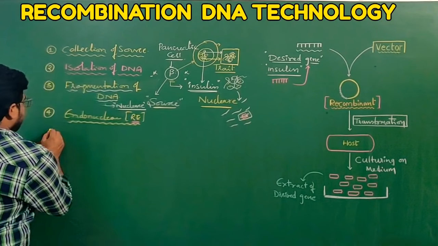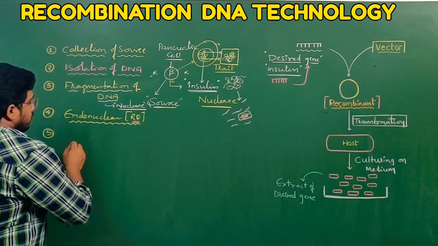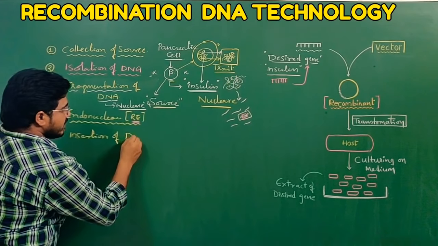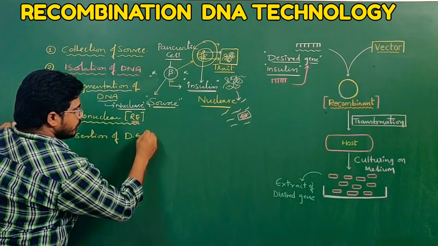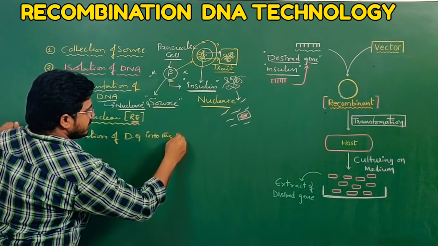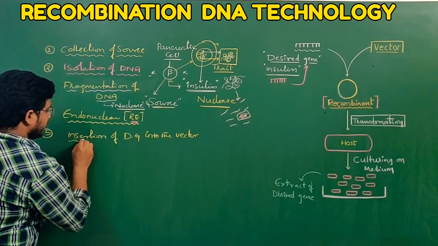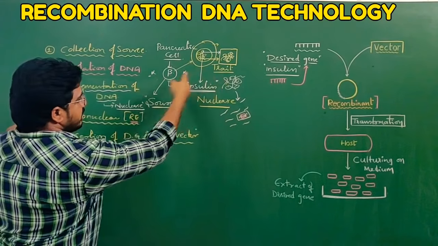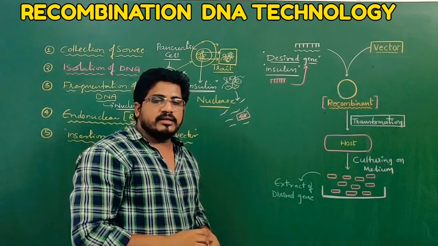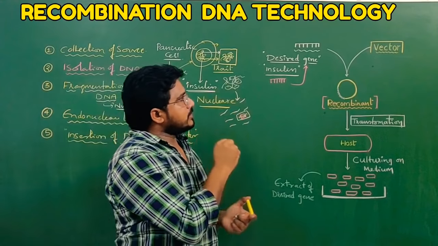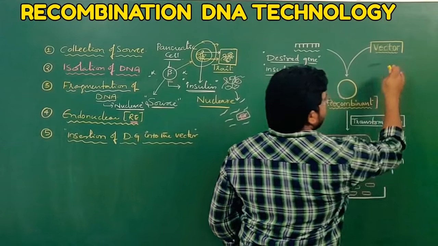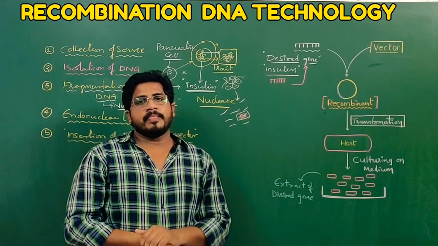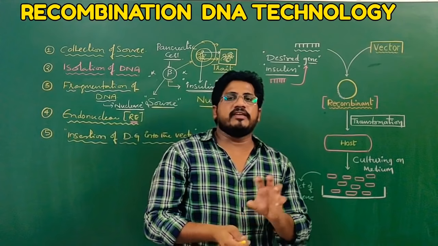So let us see step 5 here: insertion of the desired gene into the vector. Let us spend a couple of minutes to understand this point, as we have already understood all the previous steps for the desired gene. Generally a vector is collected from prokaryotes, maybe bacteria. Suppose E. coli, it will give a plasmid. Agrobacterium tumefaciens will give Ti plasmids.